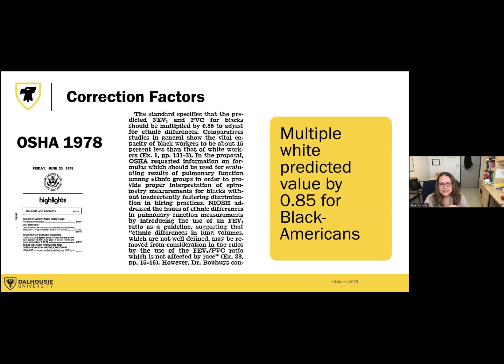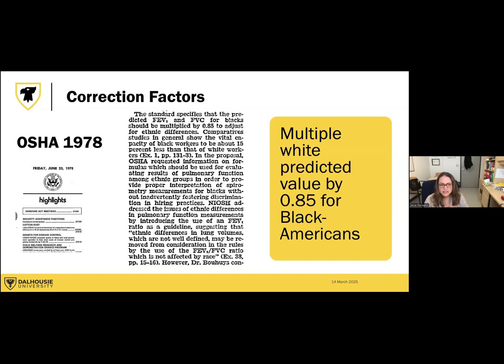And in the United States and around the world, the practice of correcting for lung size, acknowledging that there are differences in lung function between different populations, is enshrined into law. So in order to avoid discrimination of Black individuals from employment, and I think this is relevant to the occupational setting, NIOSH originally imposed this correction factor, or was said to multiply the white predicted values by 0.85 and then interpret the results of Black Americans with this correction factor.